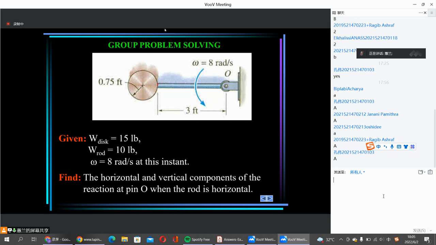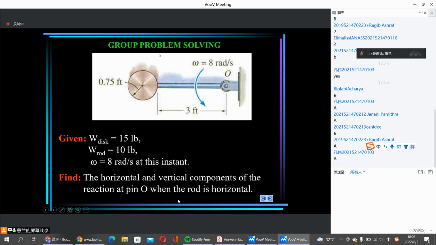Again, solve this and submit online. You need to draw the FBD, you need to draw the KD, and then apply the equations of motion. You have scalar equations: sigma F_n equal to m a_n, sigma F_t equal to m a_t, sigma M_O equal to sigma (M_k)_O.